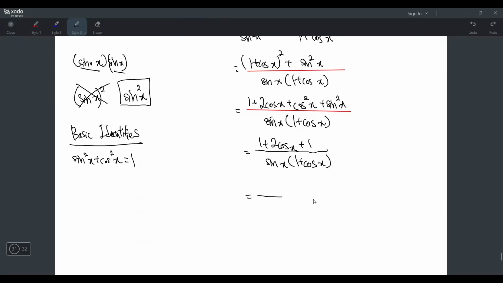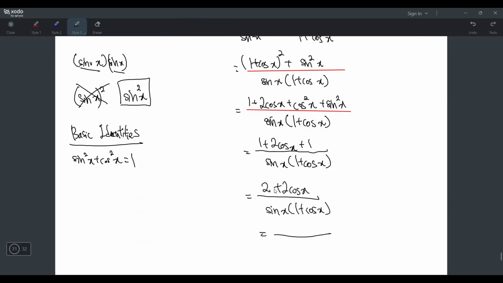Because look at this: 1 plus 1, 2, plus 2 cos x. And then what happens to 2 plus 2 cos x? You factorize. When you factorize out the 2, you are left with 1 plus cos x. And then we can cut. That's why I don't expand. That's why I didn't expand. So I leave it like this.